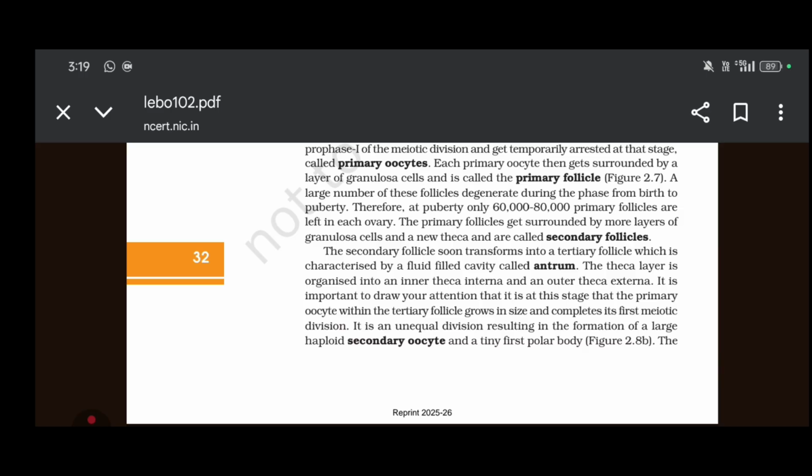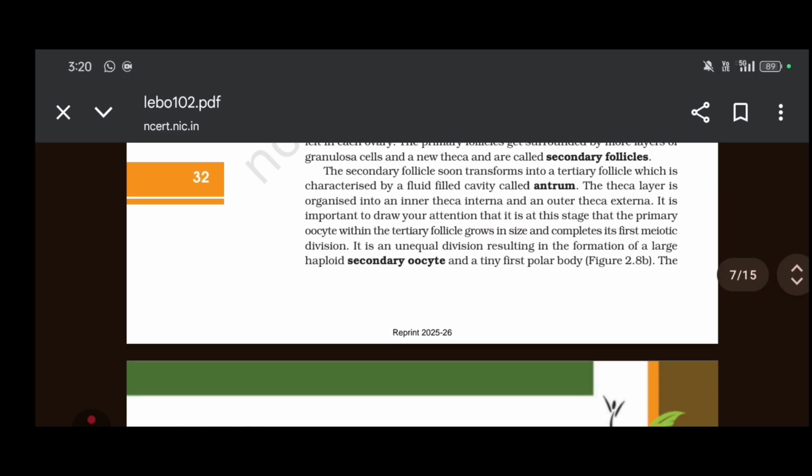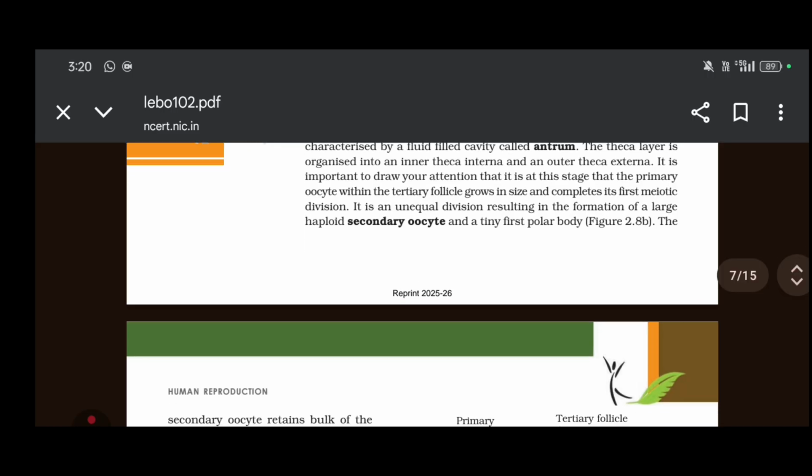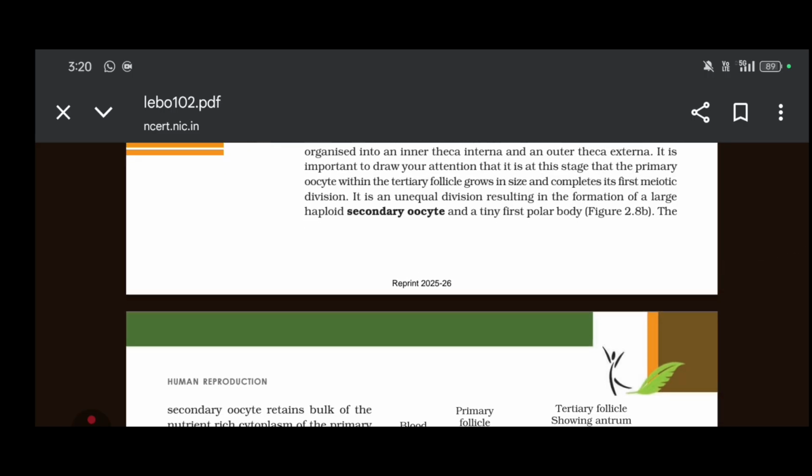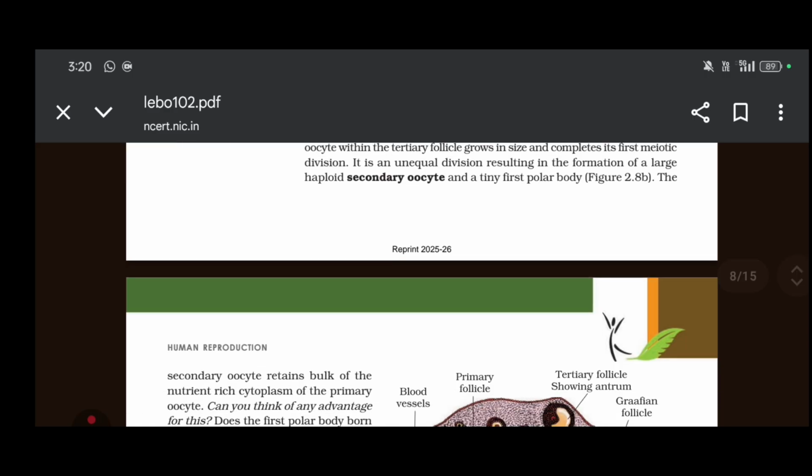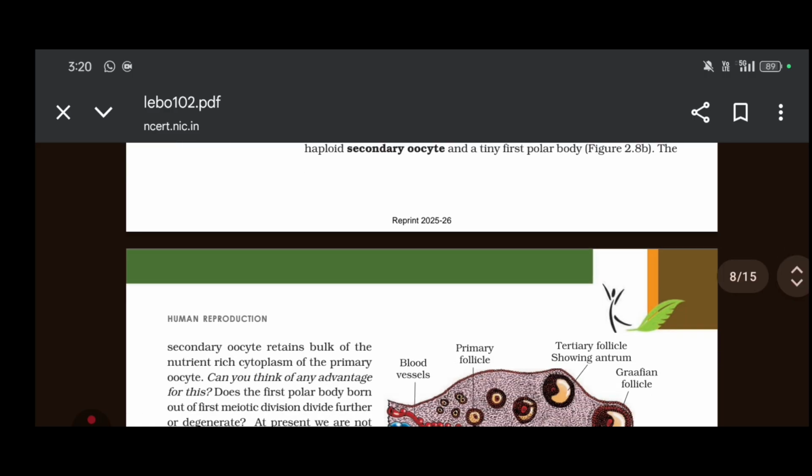The primary follicle gets surrounded by more layers of granulosa cells and a new theca and is known as secondary follicle. The secondary follicle soon transforms into a tertiary follicle, which is characterized by a fluid-filled cavity called antrum. The theca layer is organized into an inner theca interna and an outer theca externa. It is important to draw your attention that it is at this stage that the primary oocyte within the tertiary follicle grows in size and completes its first meiotic division. It is an unequal division resulting in the formation of a large haploid secondary oocyte and a tiny first polar body.